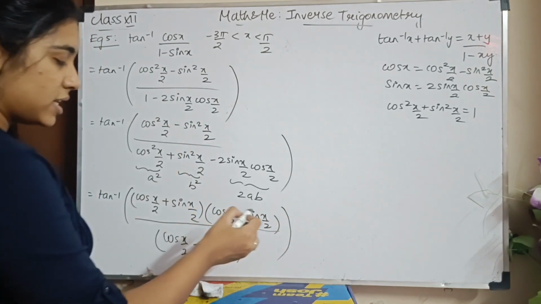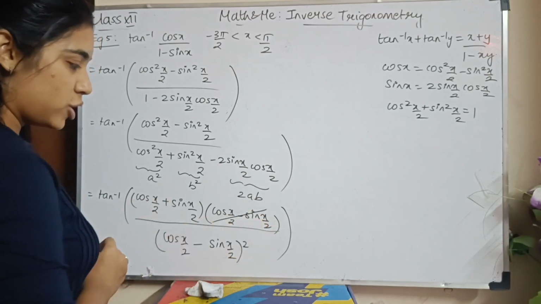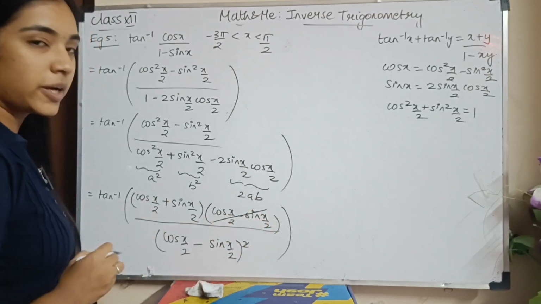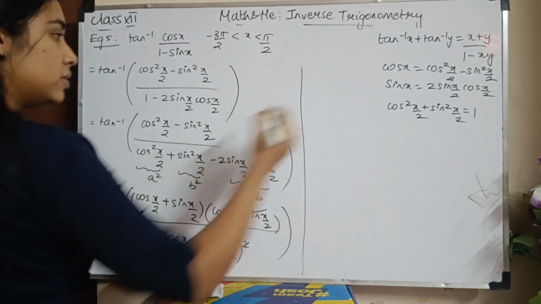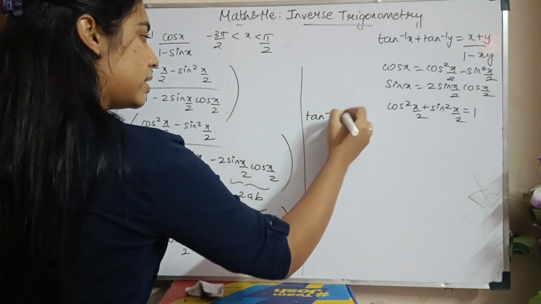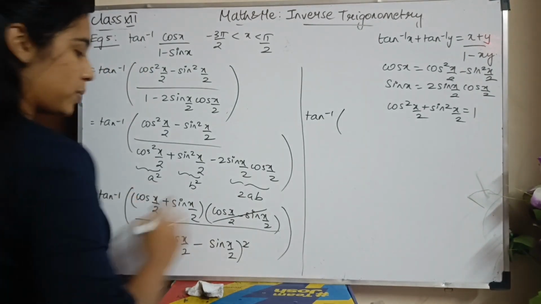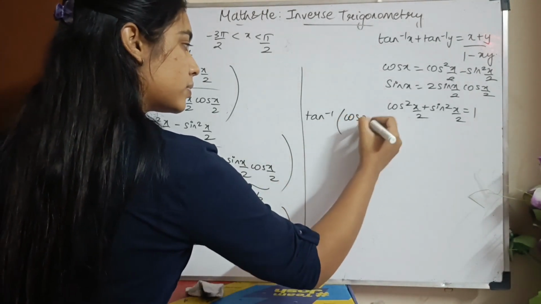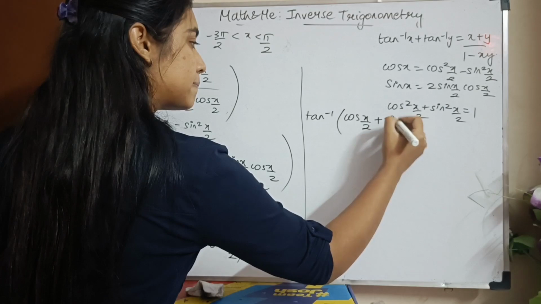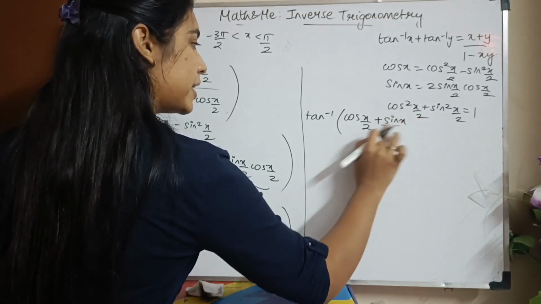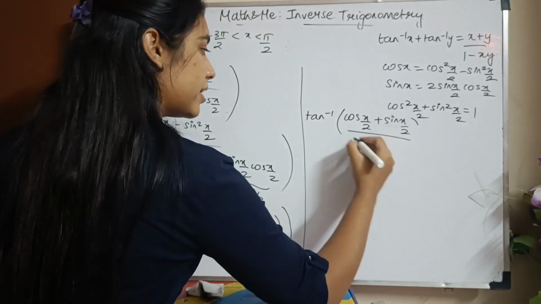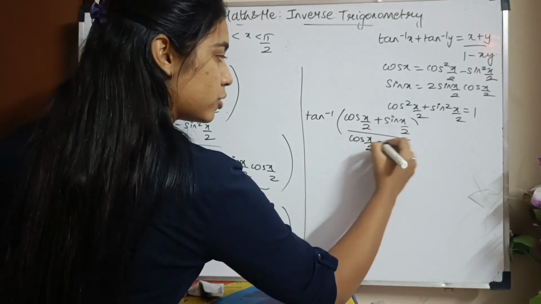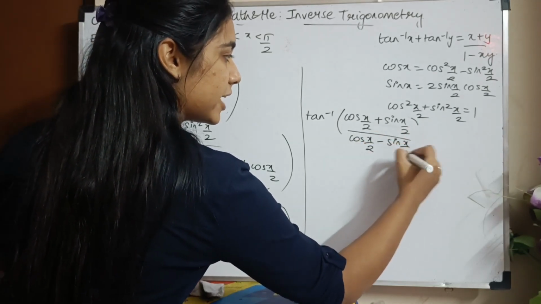Now what do you see? Cos x by 2 minus sin x by 2 in the numerator, and one of the cos x by 2 minus sin x by 2 will get cancelled. So now what is there? I have tan inverse of cos x by 2 plus sin x by 2. X by 2 is only for the angle, okay, not for the whole sign. x by 2 divided by cos x by 2 minus sin x by 2.